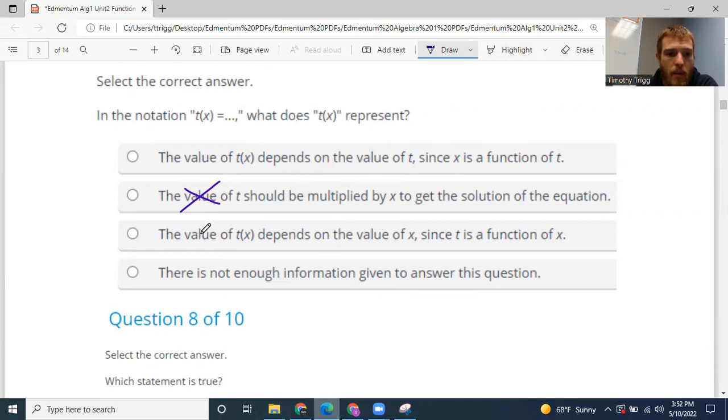The value of T of x depends on the value of x, since T is a function of x. T of x is the dependent variable, and it depends on x. x is the independent variable. So T is a function of x.